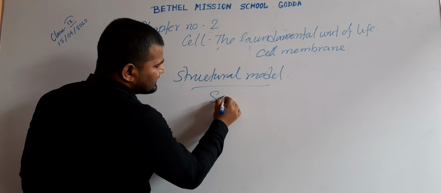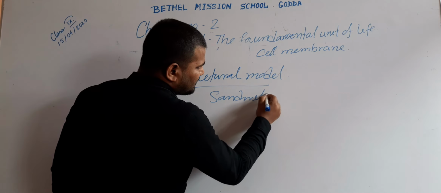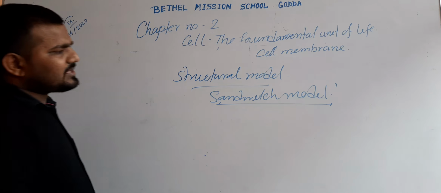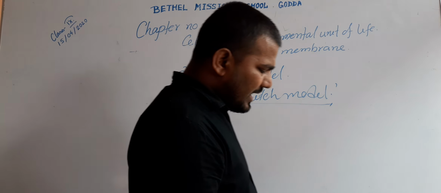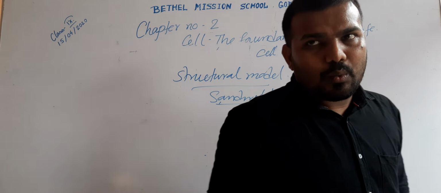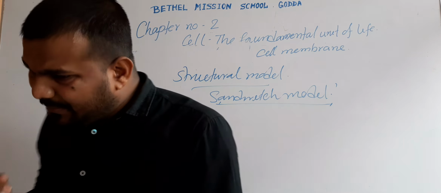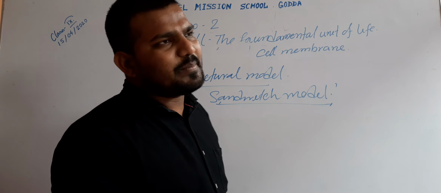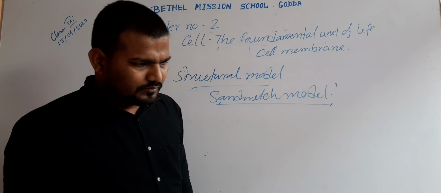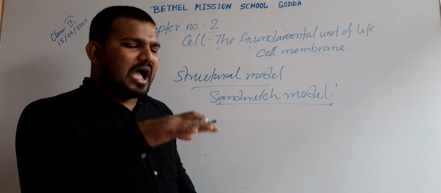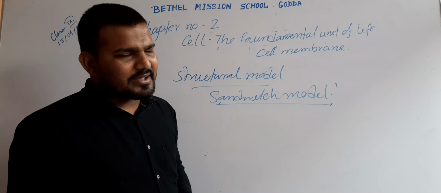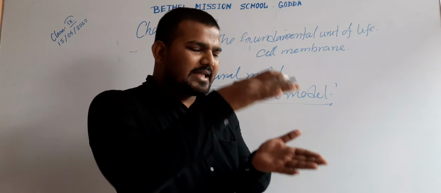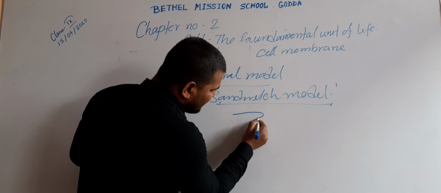The first one is the sandwich model by Dawson and Daly. According to Dawson and Daly, the cell wall is similar to a sandwich. The lipid molecules are present between two protein layers. The two protein layers are arranged at the uppermost part, and between them the lipid layers are arranged together in that position.